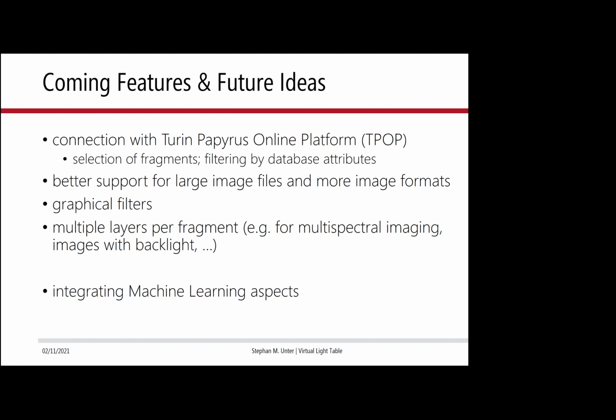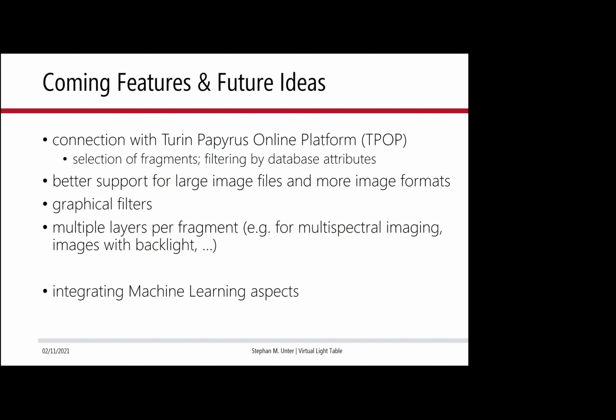So I want our scholars to be able to select from all the 9,000 fragments we're studying very easily, and also with a filter option by the database attributes. This is a very important thing, and as soon as the API is there, I will absolutely work on that. Then I need better support for large image files and more image formats, also including IIIF.